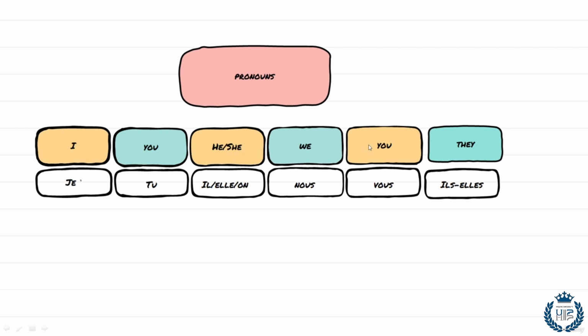In this lesson, we're going to be talking about French personal pronouns, which is le pronom personnel in French. Okay, then let's start our lesson. In this photo, you can see the whole pronoun list. So, what are our personal pronouns in English? It is I, you, he, she, we, you, and they.